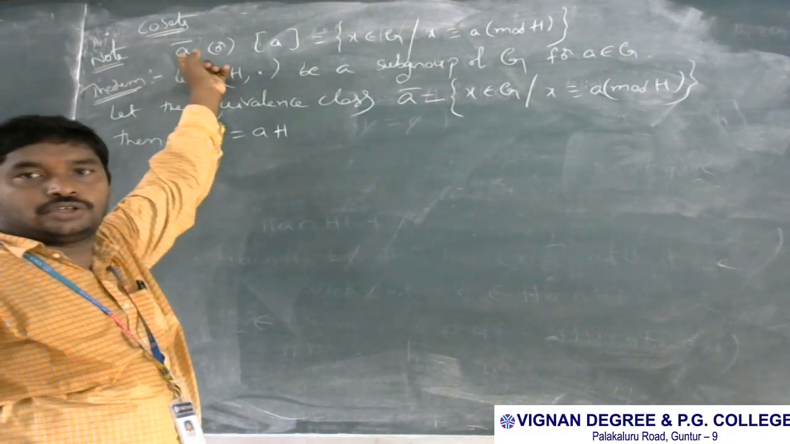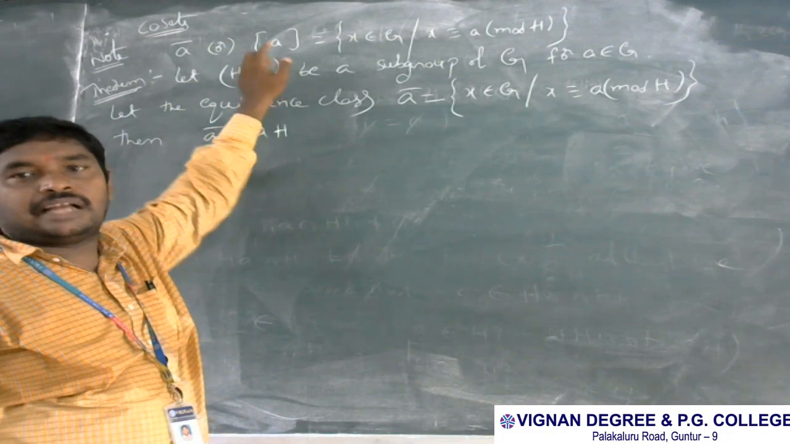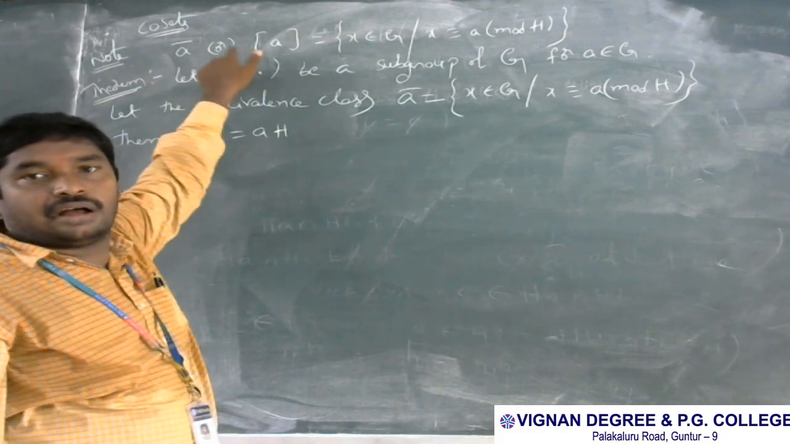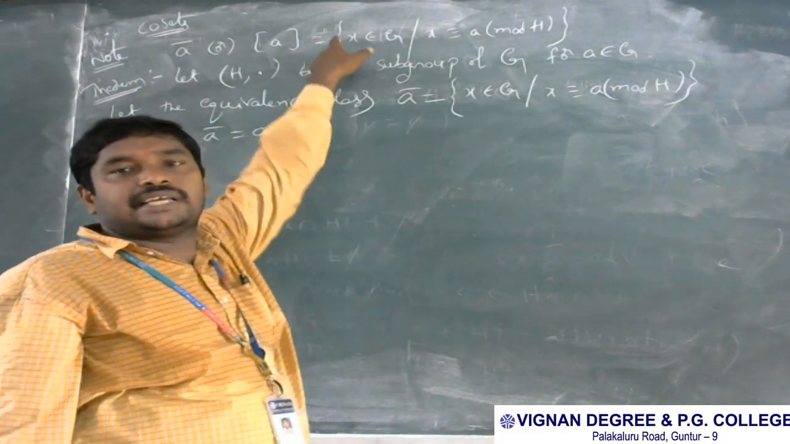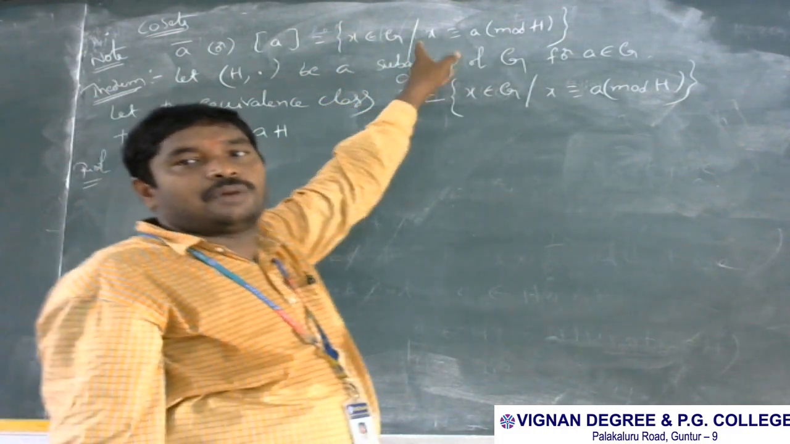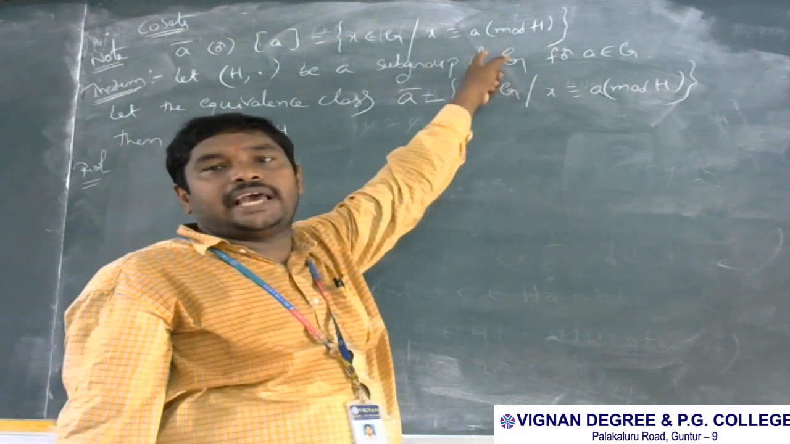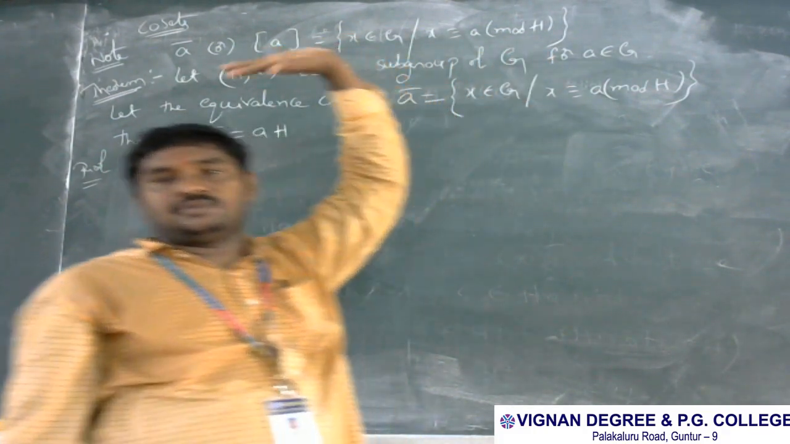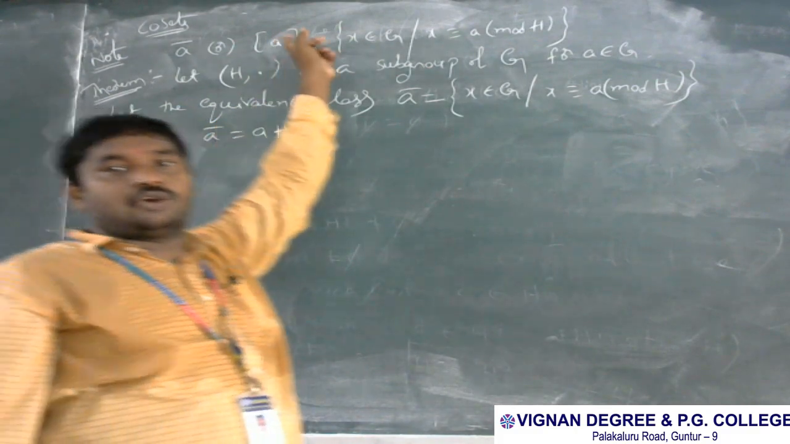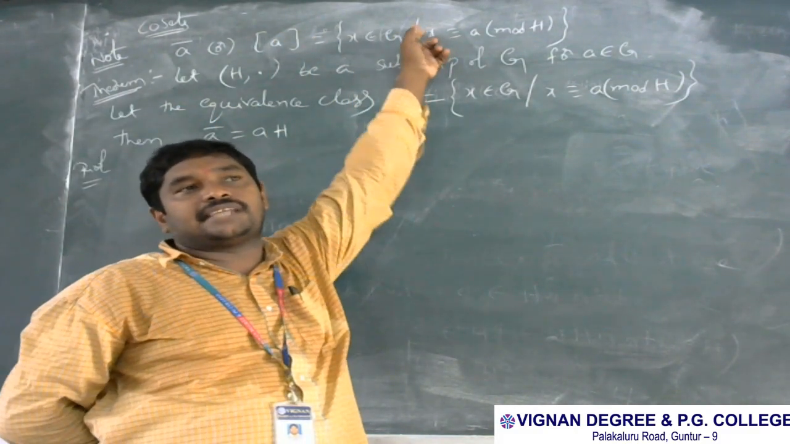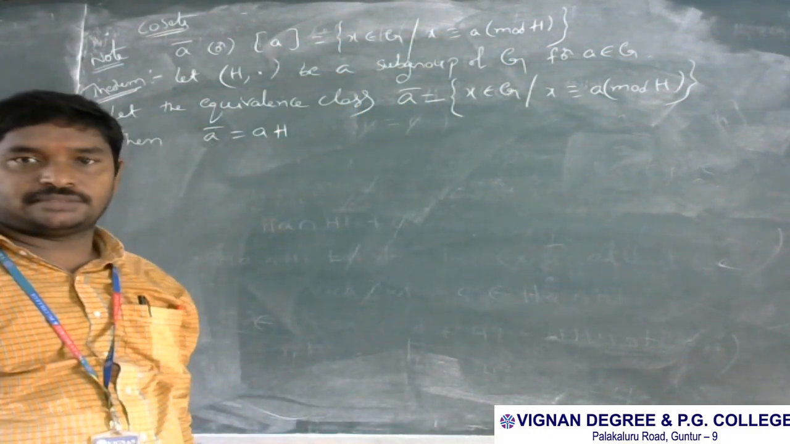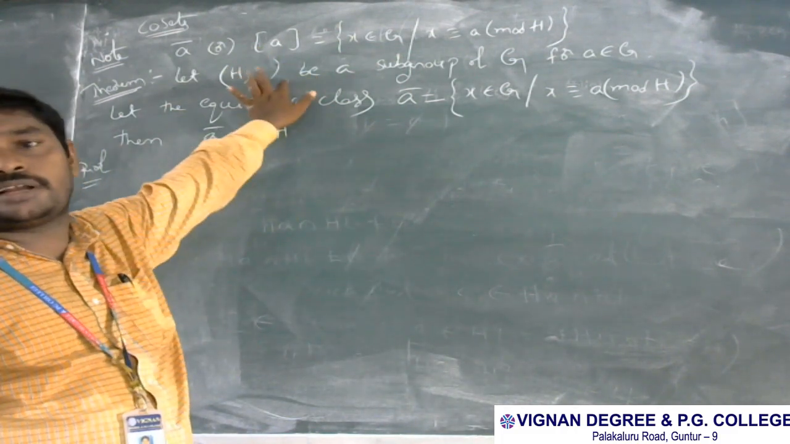Now the reference note. You have to observe one note. What is A bar? Not square bracket A. This is called class A bar. A bar, or class A, is equal to the set of small x belonging to capital G such that small x is equivalent to A modulo H. This is the notation of A bar. A bar can be written like this.